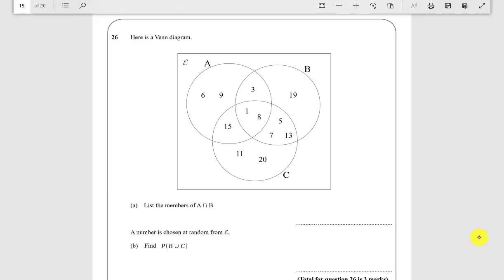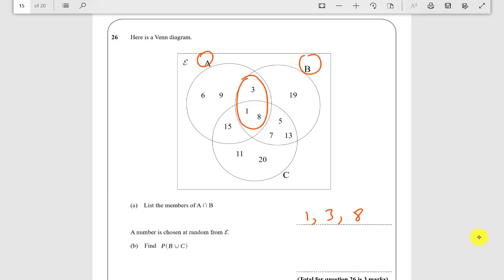Now, list the members of A intersection B. So we've got A here, we've got B here, so where A and B are meeting. So A intersection B is this bit here. Don't get confused by just 1 and 8, because A and B, we're looking at this section here where A and B meet. So members of A intersection B is going to be 1, 3, and 8. So we've got these 3 numbers here.